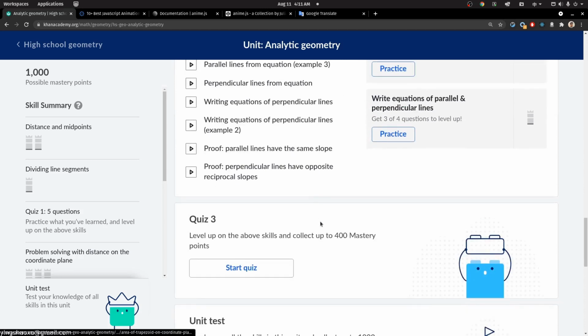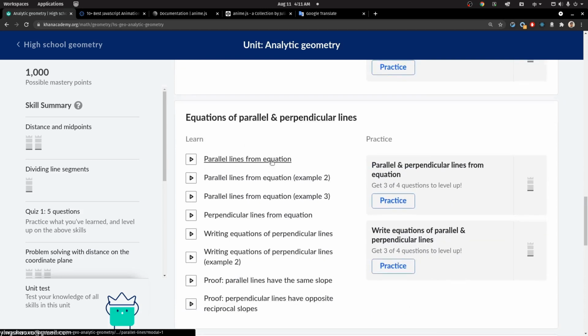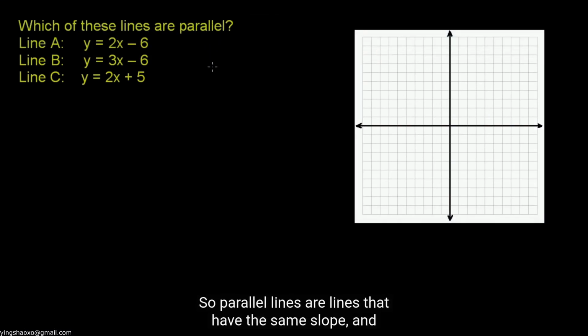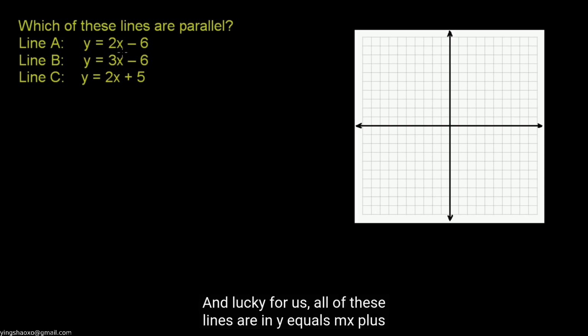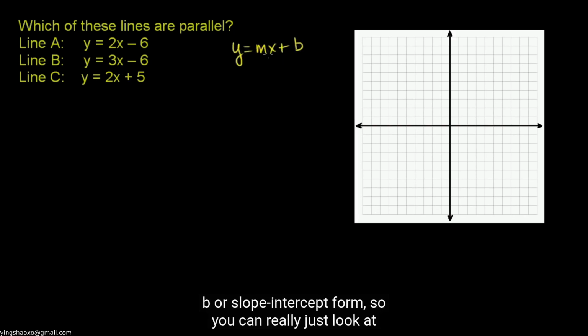Alright, back to our mathematics learning. Let's get into it. We are asked, which of these lines are parallel? Parallel lines are lines that have the same slope, and they're different lines, so they never intersect. So we need to look for different lines that have the exact same slope. Lucky for us, all of these lines are in y equals mx plus b, or slope-intercept form, so you can just look at these lines and figure out their slopes.